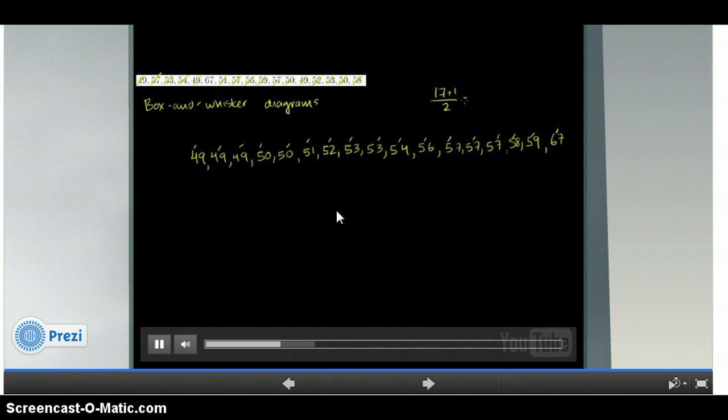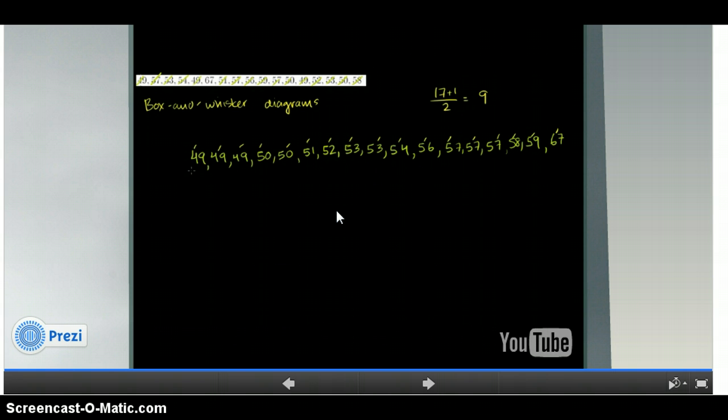So this is 18 divided by 2, which is equal to 9. So 1, 2, 3, 4, 5, 6, 7, 8, 9. 53. Should work from this side as well. 1, 2, 3, 4, 5, 6, 7, 8, 9. You got 53.